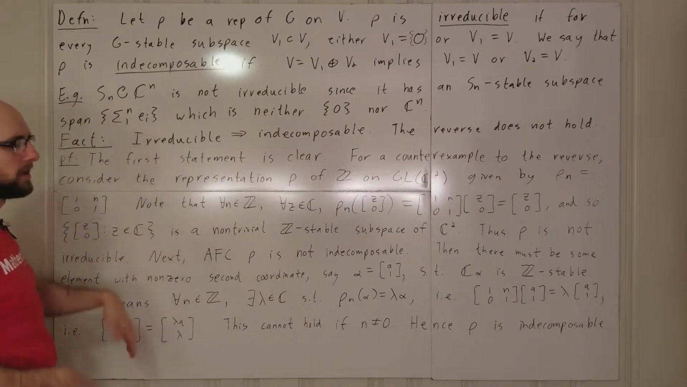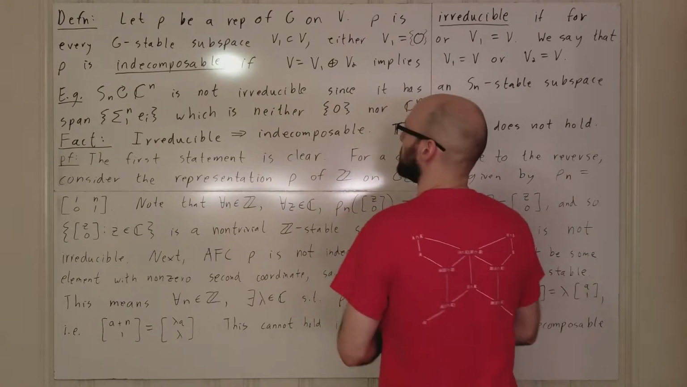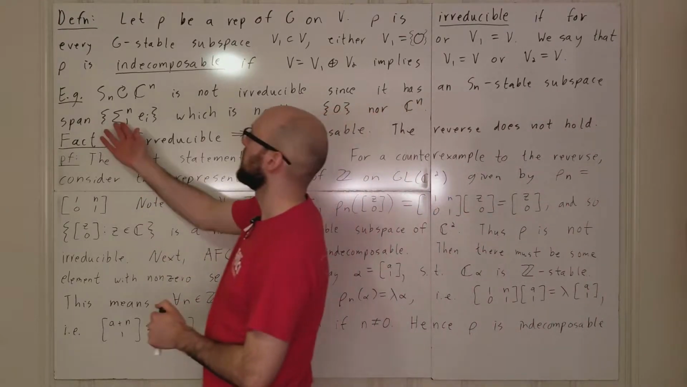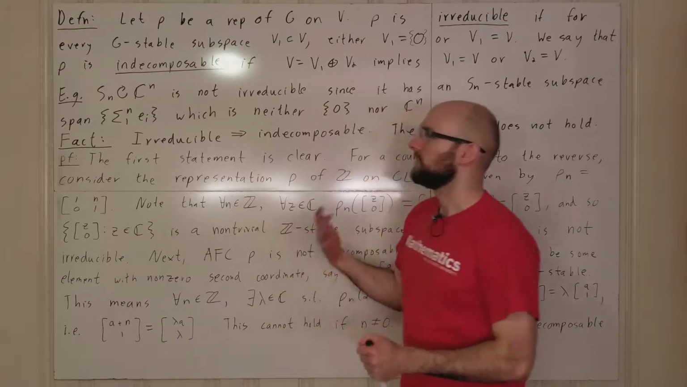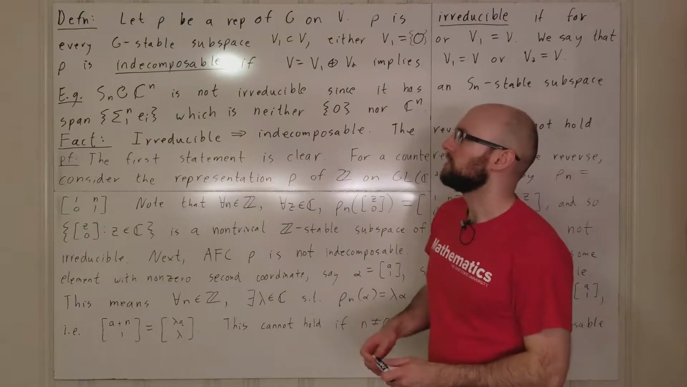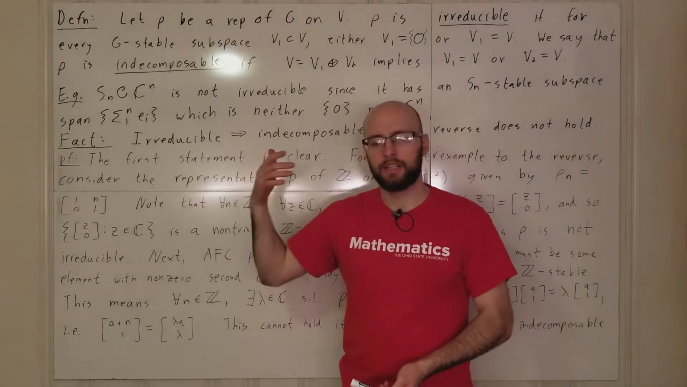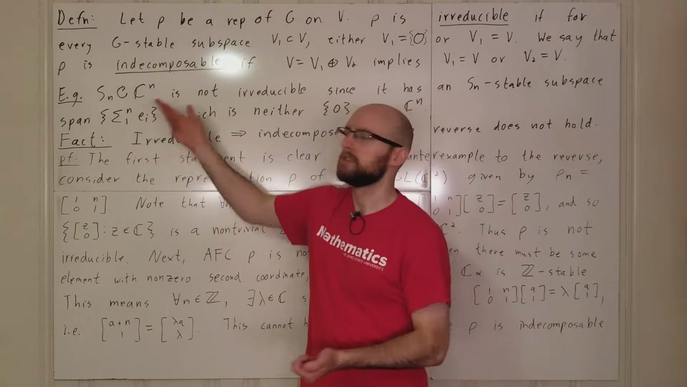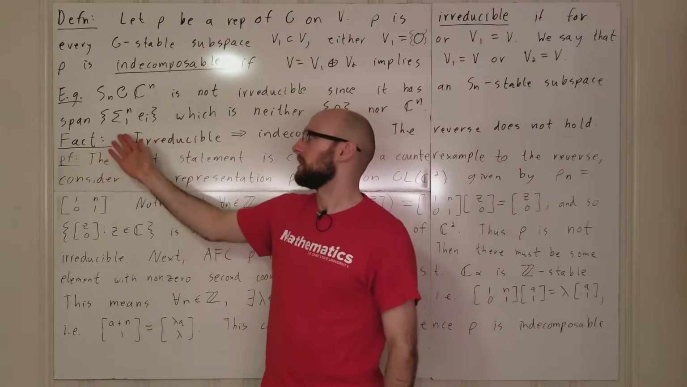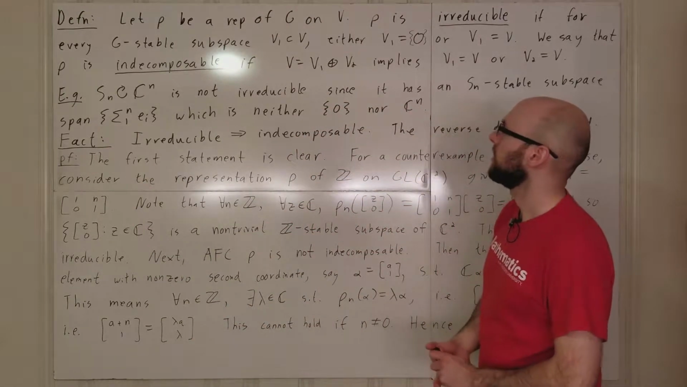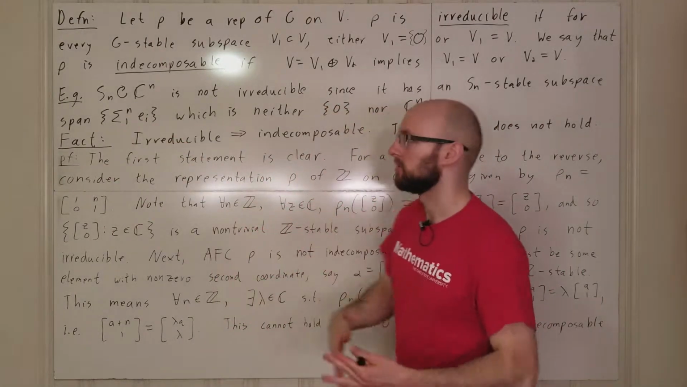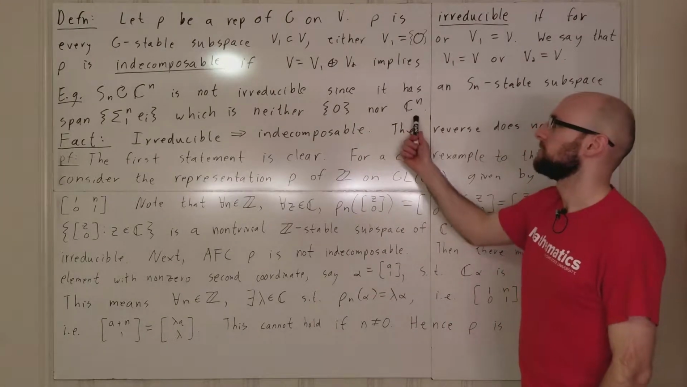Let's take an example: Sn acting on Cn. We've discussed this before. This is not irreducible because we have a stable subspace, the span of the vector sum from 1 through n of ei, where the ei's form a basis for Cn. When you act on this vector by an element of Sn, you're just permuting the ei's. Since this is just the sum of them, and addition is abelian, it doesn't change anything, so this is G-stable. But this span is the span of one vector, so it's one dimensional, and in particular it's not 0 dimensional and it's not n dimensional.